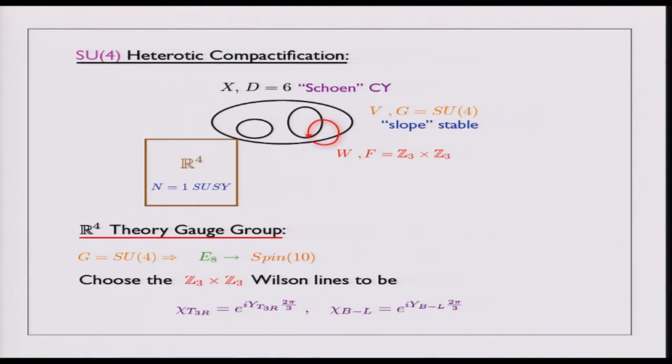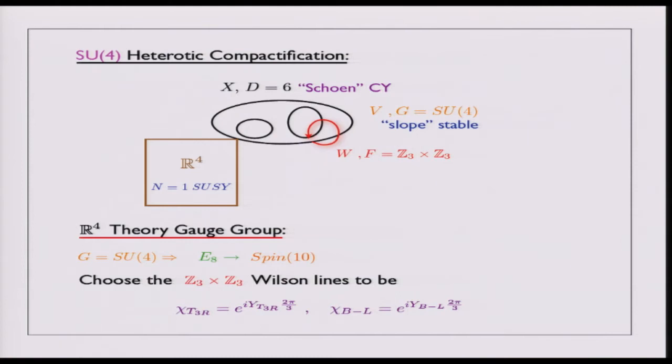It's in 10 dimensions. You have to compactify six of those dimensions in a special way, a so-called Calabi-Yau manifold, so that you retain N=1 supersymmetry in four dimensions. You also have a gauge connection associated with this, and that has to be very special. It has to be a connection on what's called a slope-stable vector bundle with vanishing slope.